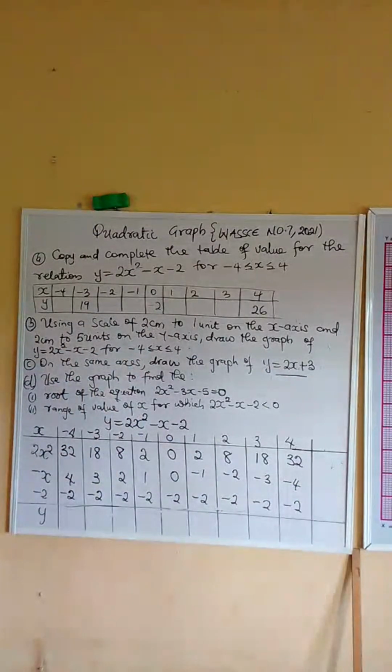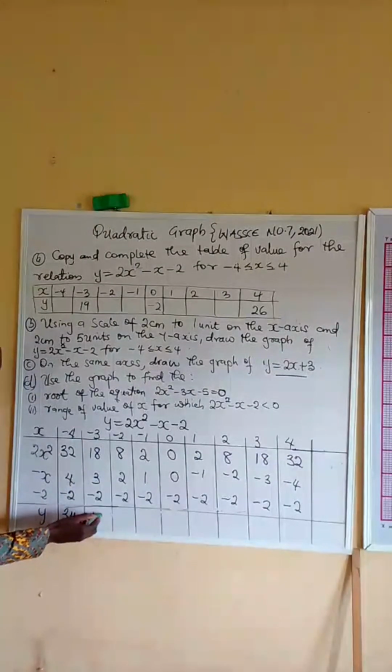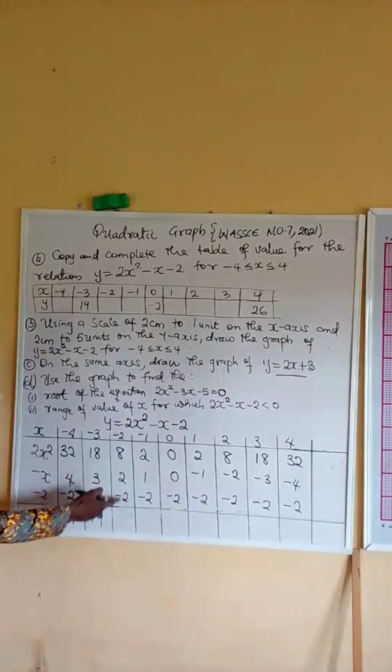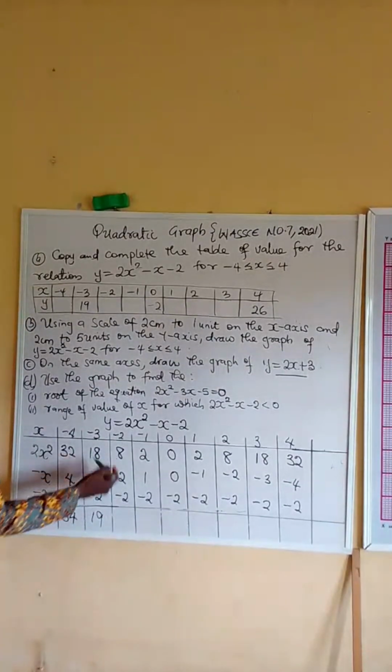Alright, now let's get this plain. We are looking at the value of y now. 32 plus 4 is 36. 36 minus 2 is 34. So here is 34. Okay? 18 plus 3 is 21, minus 2 is 19. 2 minus 2 is 0. Then here will be 8.